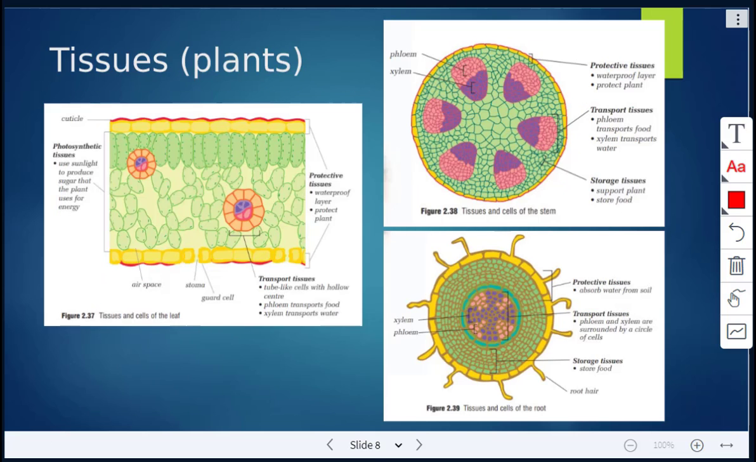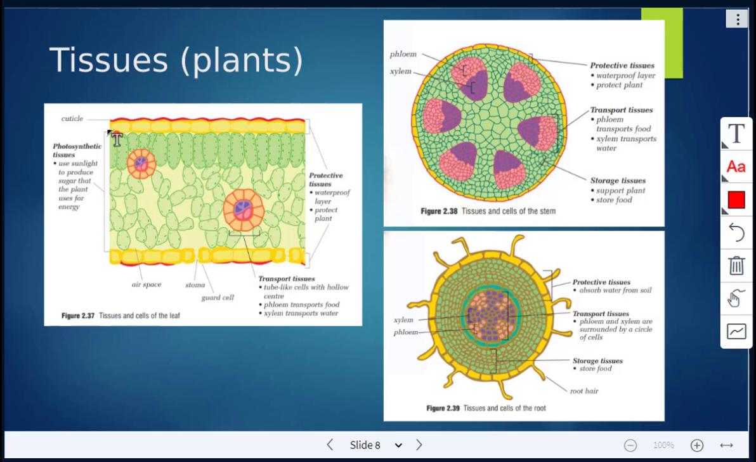All right, so just looking a little bit closer at the tissues in plants. Here we're looking at a leaf. So these are the tissues and cells of the leaf. At the very top here, we have that cuticle. It's like the protective tissues. So this and this layer here, it's like a waterproof layer. It protects the plant. All right, so we see it on top and on the bottom.